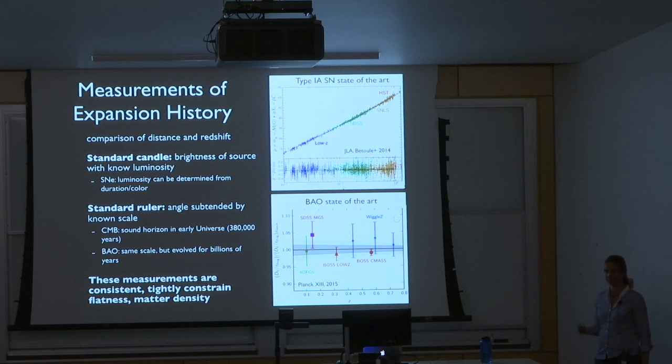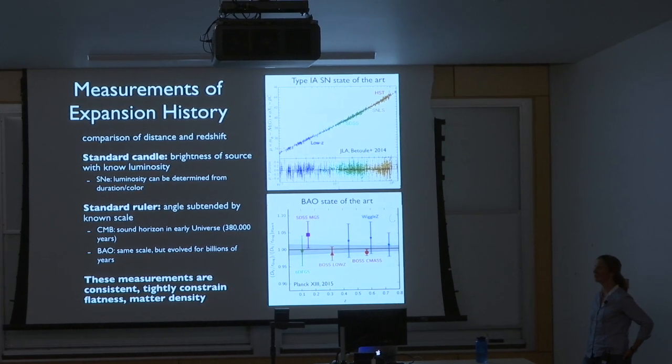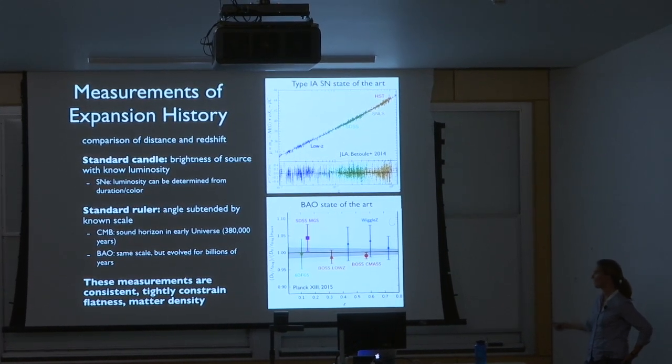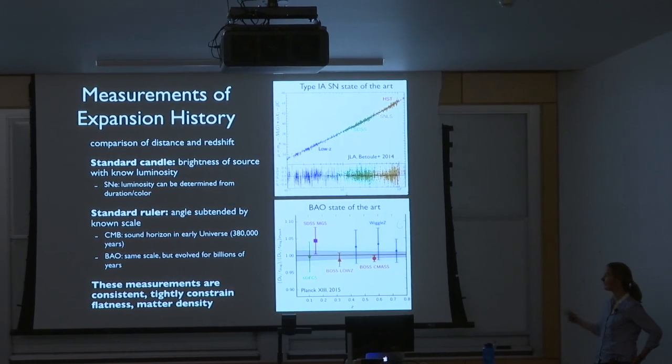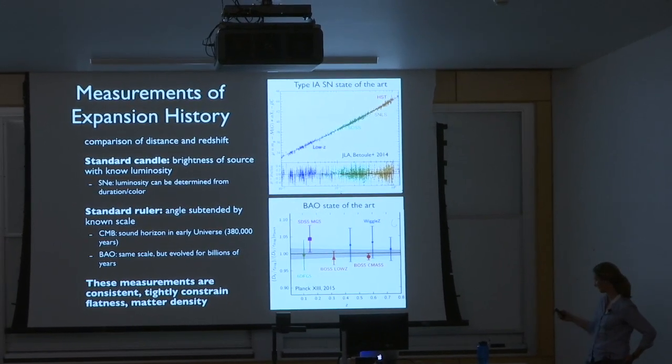Our other main expansion history measurement is standard rulers, where we use the angles obtained by a known scale. That typically is the sound horizon, which is imprinted in the early universe at the time of the CMB, so when the universe was about 40,000 years old. And this physics is then also imprinted in the distribution of galaxies in the form of the baryon acoustic oscillation feature, which is the same scale, but it has evolved for billions of years.